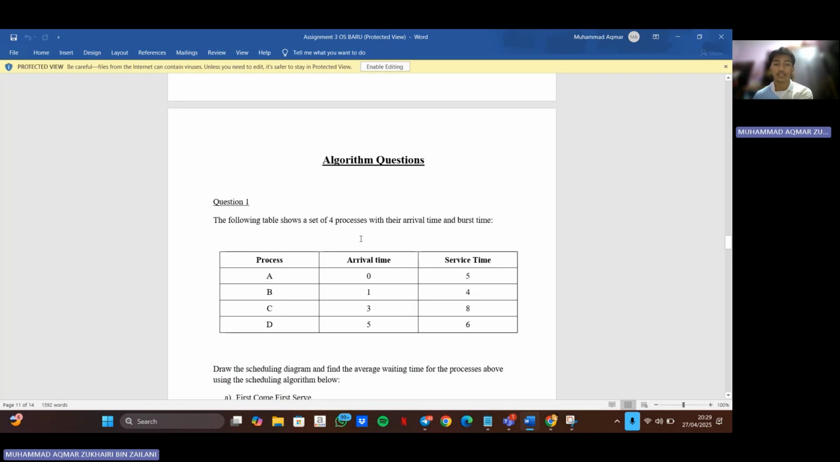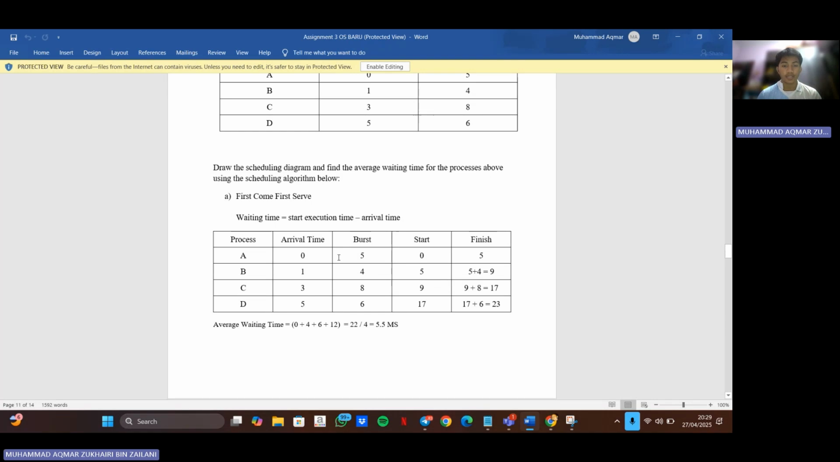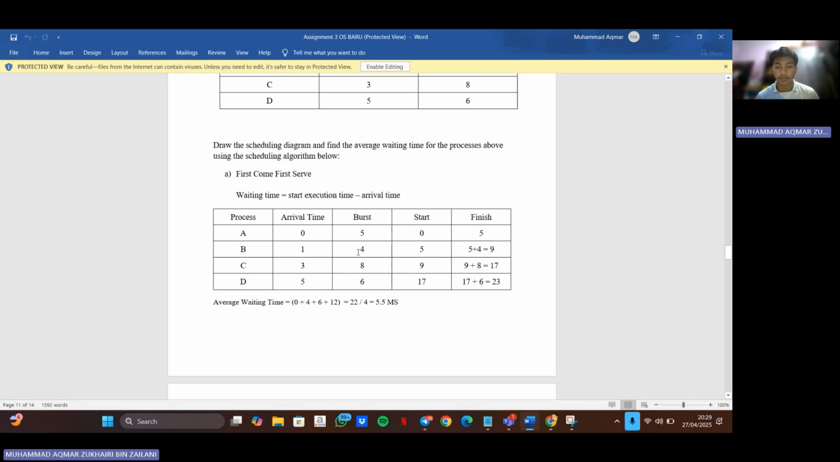Go to the first question, which is A, first come first serve, as Hazmi has explained just now. So we go to process A. A arrives at time 0, so it starts immediately, and it has a burst time, which is the service time, equal to 5. To get the finish time, we add these two, 0 plus 5 equals 5. After that, we will proceed to the next process.